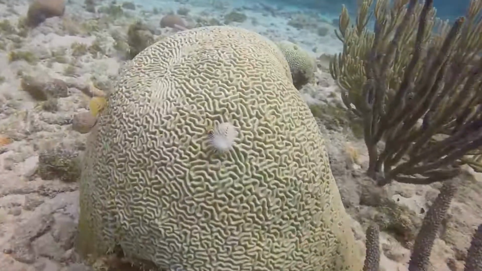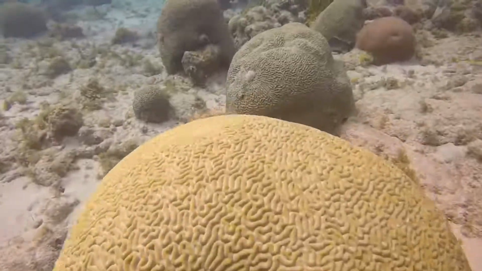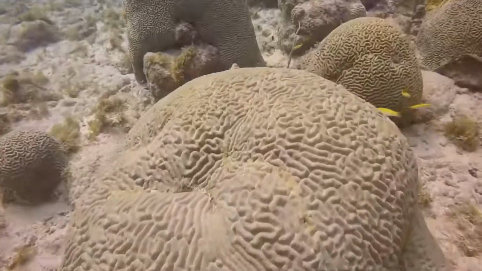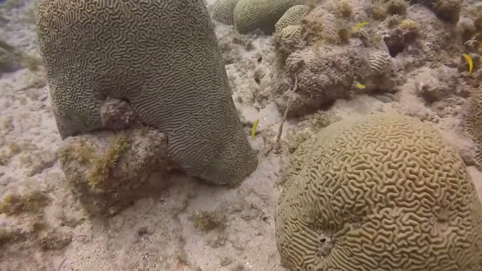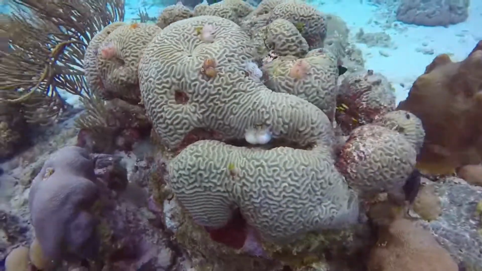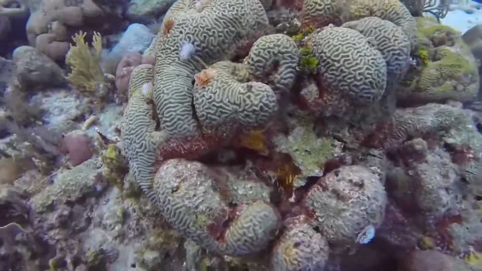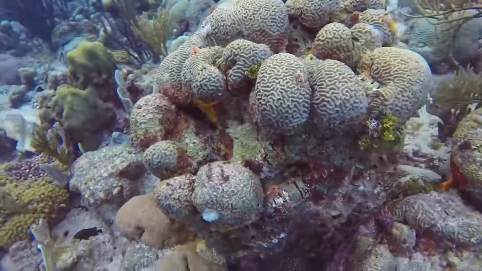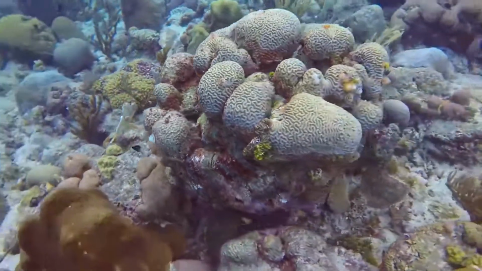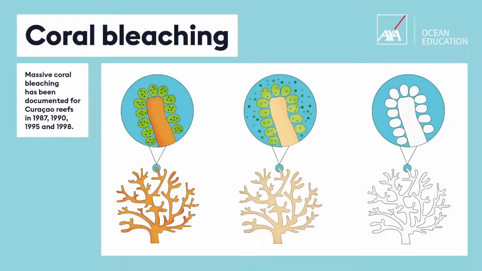Now, if there's a temperature change of just a few degrees, the relationship between the algae and the coral polyp can break down. The algae leave the coral polyp, and instead of the brownish color that you see on a healthy reef, you see that white color of just the calcium carbonate limestone skeleton underneath.